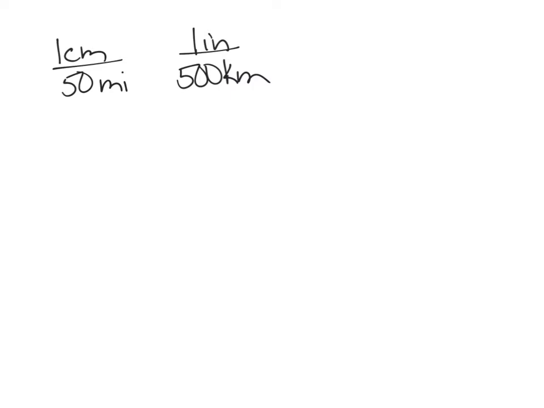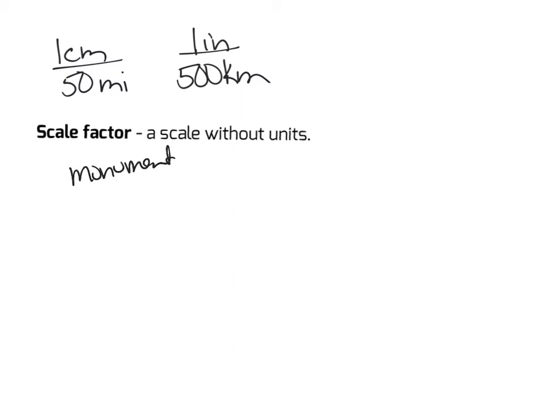But what if I want to write the scale without units? A scale can be written without units when the units are the same. A scale without units is called a scale factor. So how do we find a scale factor? So let's have an example. There's this monument, let's think of a monument that is really 100-foot tall.